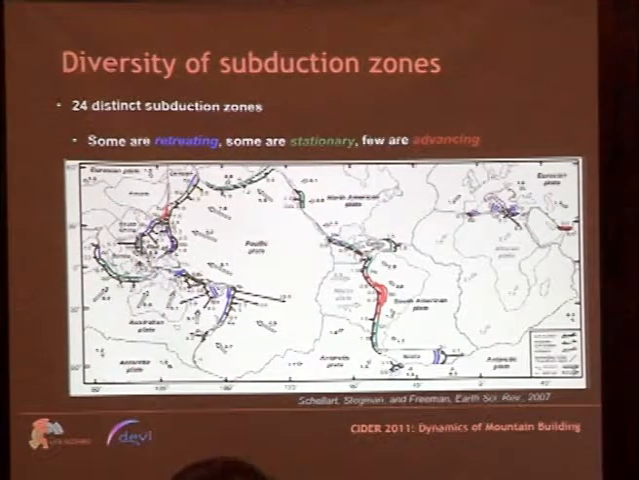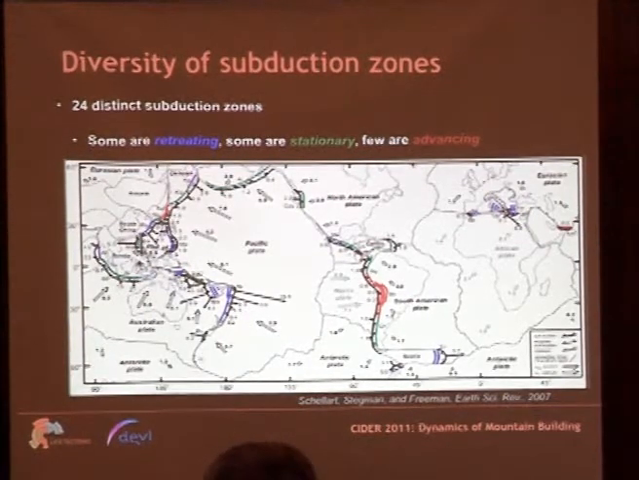Yeah. And what I'm saying is that you still have extension at the end of the day. And you have to explain, is it the overriding plate moving that way with the trench fixed that's causing the extension? Or is the overriding plate fixed and the trench is moving away to cause the extension? Like there still has to be an extension.